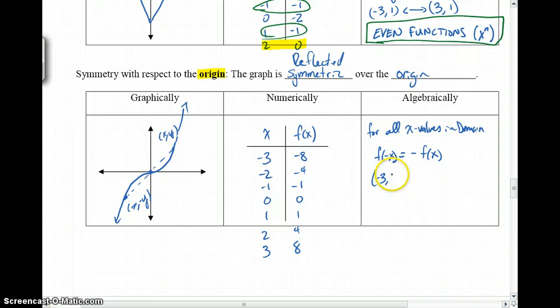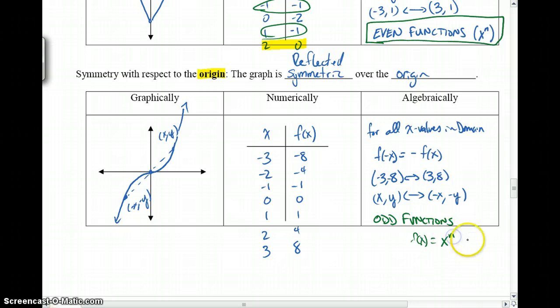How do I see that? Well, -3, -8 changes to 3 comma 8, or if I have an x and y, that's going to relate to a negative x, negative y. I can flip both the x and the y and get the same value. We have a special name for this. We call them odd functions, because functions f of x equals x to the n when n is odd, again, are going to have origin symmetry. Alright, so that's our symmetry lesson.